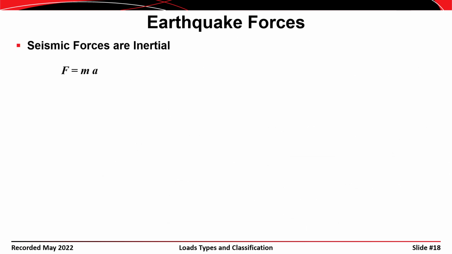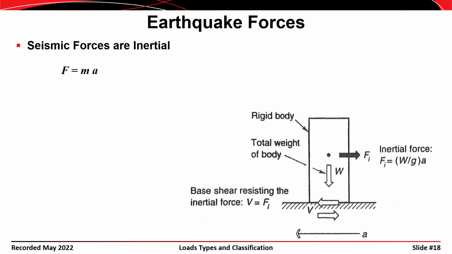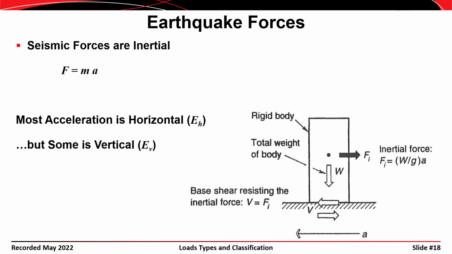From Newton's law, we know that a force is equal to mass times an acceleration. So the way that seismic forces manifest themselves in a structure is by the acceleration of the ground times the mass of the structure. And that creates forces in the building that we have to design for, and we call them earthquake forces or seismic forces. Most of the ground motion is horizontal, so we end up with a horizontal earthquake effect. We refer to that as E sub h. But there is usually a small component of the ground acceleration that is vertical, so we also have to design for a vertical component of earthquakes as well.